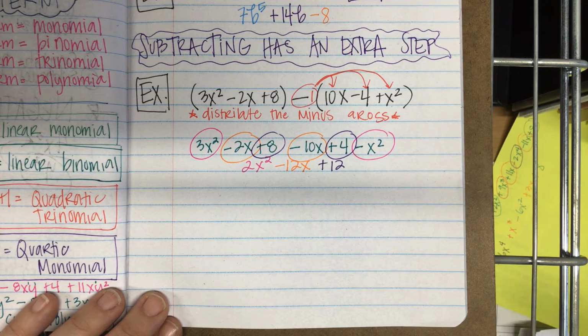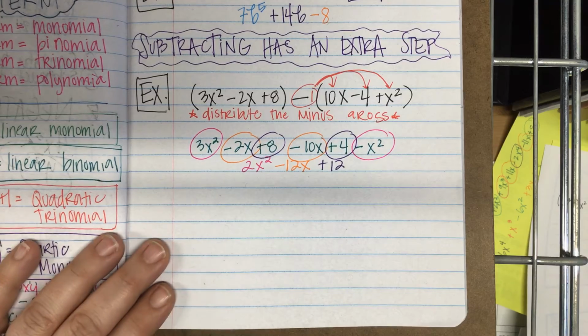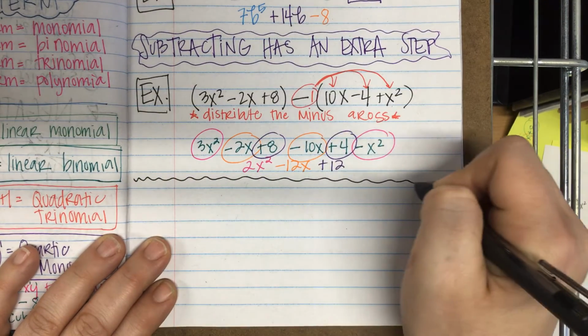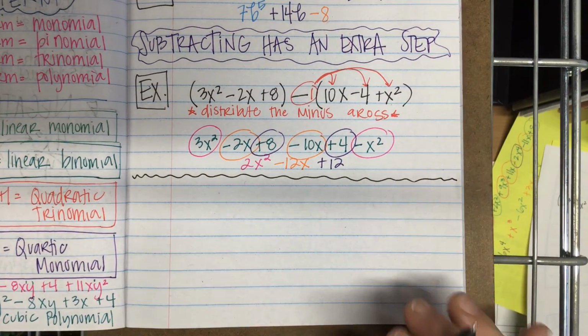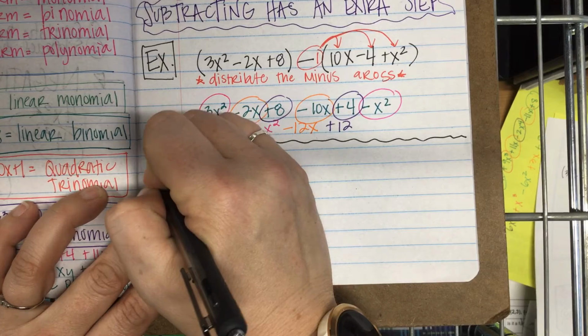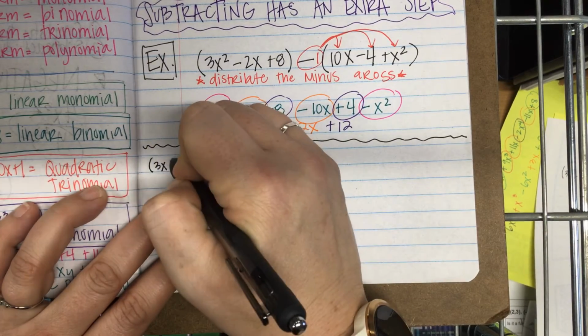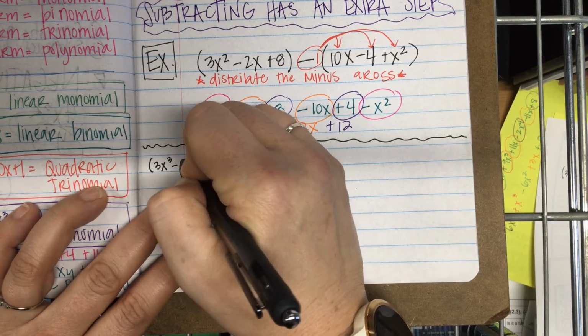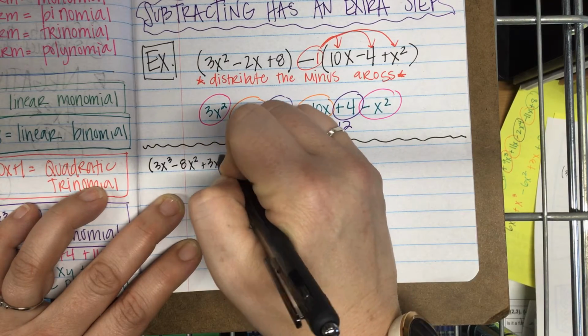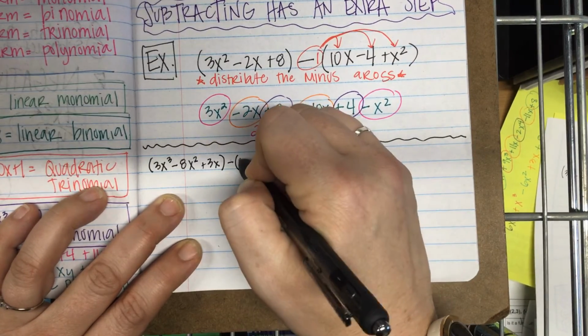All right, I'm going to give you a big problem, a challenge. Okay, you're going to have to write pretty small. 3x to the third minus 8x squared plus 3x minus 4x.